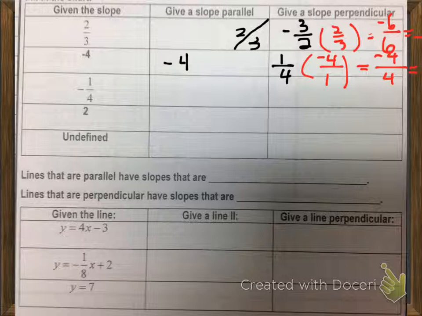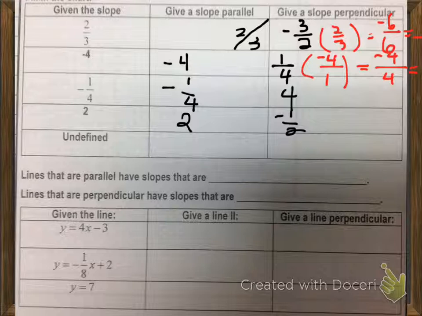Okay, let's look at the next one. What's the slope parallel to negative 1/4? Negative 1/4. Perpendicular? Positive 4. We're not going to multiply that one. We think we got the gist here. Next one. What's the slope parallel to 2? 2. Perpendicular? Negative 1/2. What about a slope that's undefined? It is also undefined.